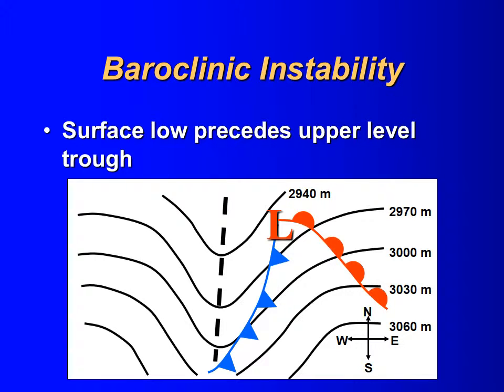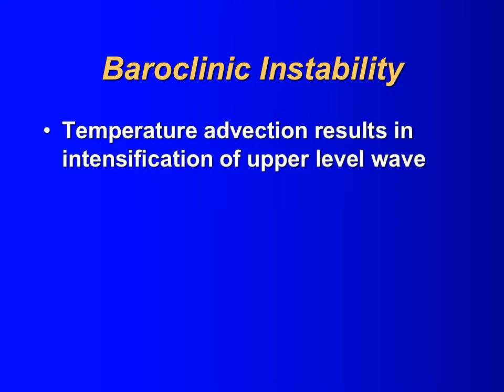So this is what's happening. You've got this upper level trough that sits behind the lower level weather system or the low pressure system at the surface. So the surface low precedes or is farther to the east than the upper level trough. So as this weather system intensifies, the baroclinicity of the system also intensifies, meaning that the temperature gradient gets stronger as a result of the temperature advection.